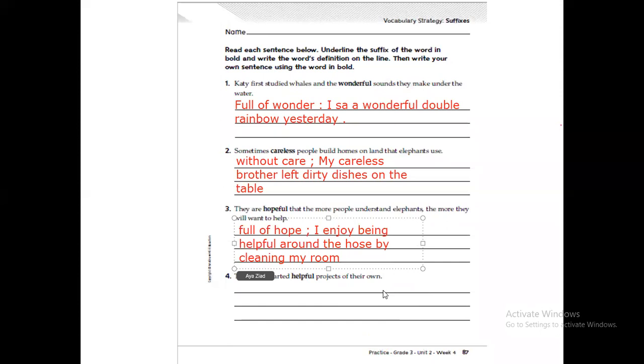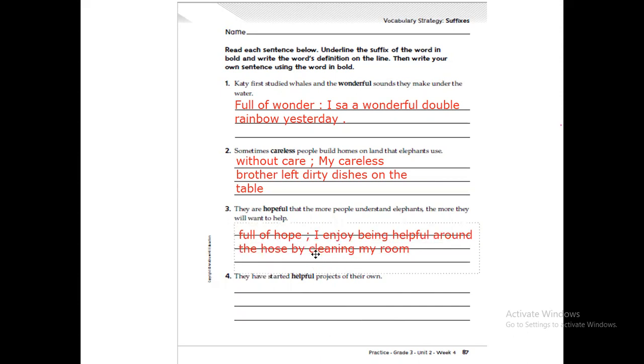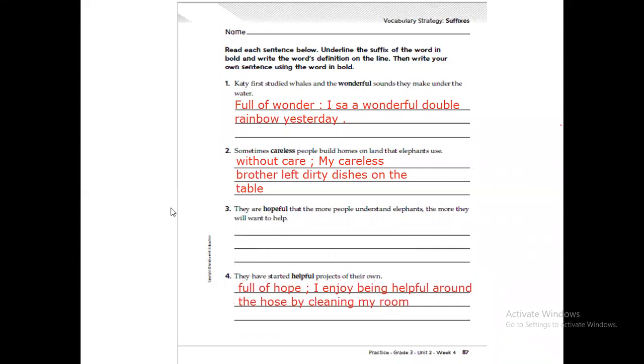Okay. Number 4, the last one. They have started hopeful and helpful. I use helpful, so let's put it here. I read number 3 and answered number 4, right? So number 4, they have started helpful projects of their own. Number 3, hopeful, full of hope. I wrote full of hope and put a sentence for helpful. So helpful means full of help. Hopeful, full of hope. Sorry for that.